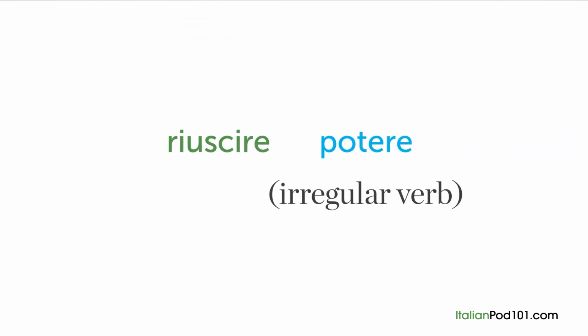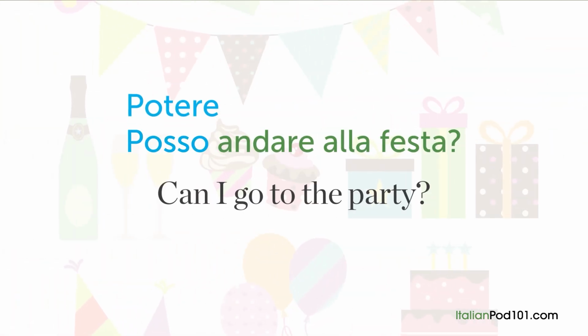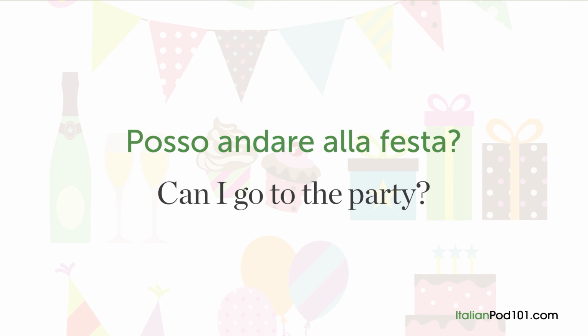Potere is an irregular verb, but more importantly, it's a modal verb. Modal verbs are used to give additional information about the main verb. As with other modal verbs, potere is almost always followed by an infinitive verb without a linking preposition. For example, posso andare alla festa? Can I go to the party?